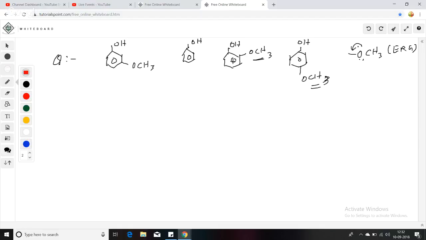But at meta position, what happens? At meta position, this is very important. Just try to understand this.